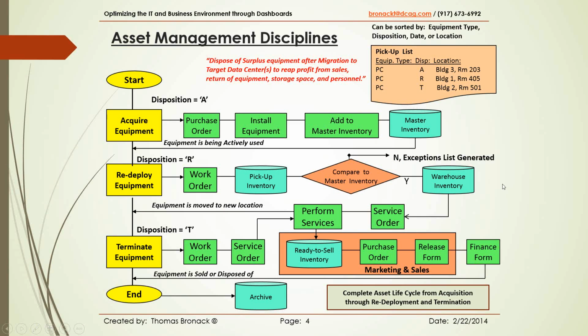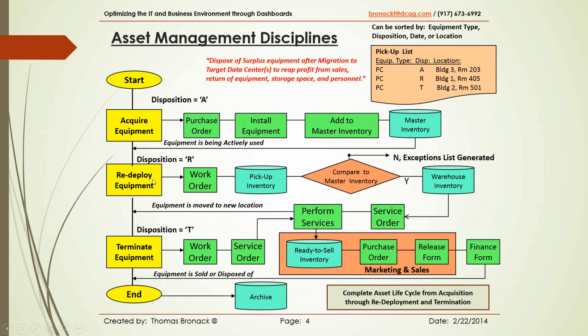Asset management. Asset management starts when an asset is acquired. A purchase order is placed against it. It's installed and tested at a location, and it's added to the master inventory as well as the configuration inventory for that location.